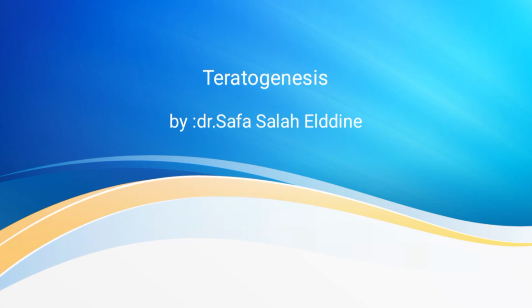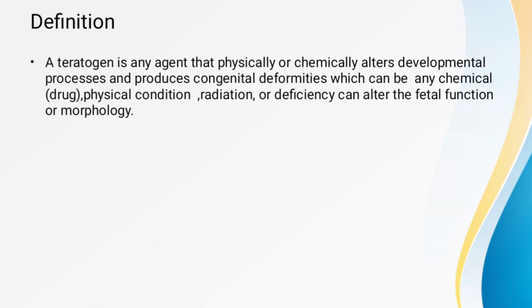What is the meaning of teratogene? A teratogene is any agent that physically or chemically alters the developmental processes and produces congenital deformities. It can be any chemical like a drug, or a physical condition, radiation, or deficiency, that can alter the fetal function or morphology. Anything that can change the fetal function or morphology is called a teratogene.